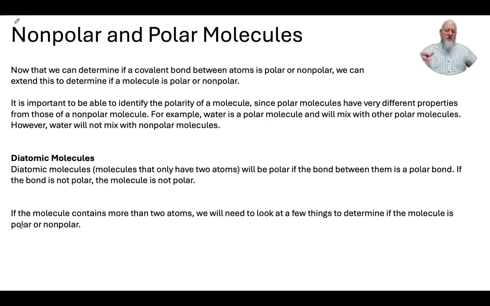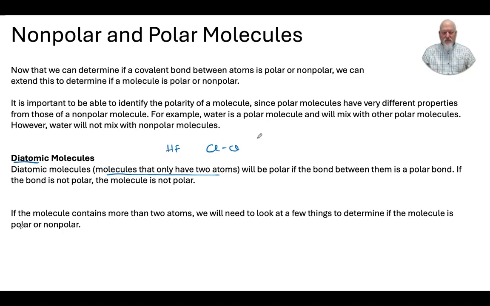We're going to look initially at diatomic molecules, and then we'll go to molecules that contain more than 2 atoms. Diatomic means molecules that only have 2 atoms, like we've seen, HF or Cl2, molecules that contain 2 atoms covalently bonded together. Those molecules are polar if the bond is polar. This makes sense because there's only 2 atoms.